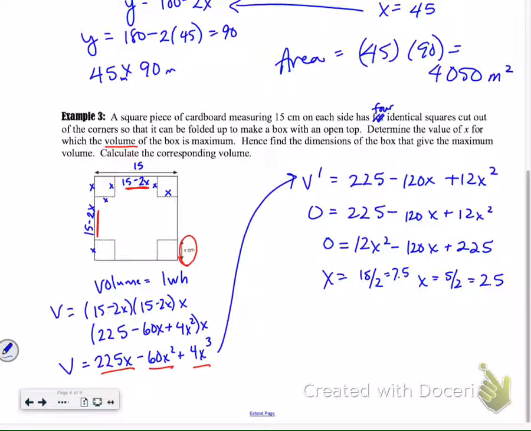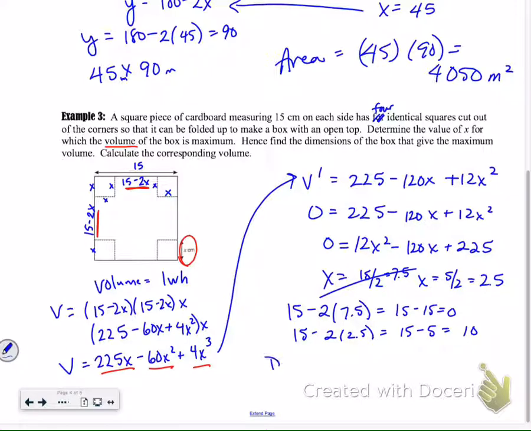Now, how do we know which one? Well, plug them in. Maybe one of them doesn't make sense. So 15 minus 2 times 7.5 is 15 minus 15, which is 0. So this answer doesn't make any sense. Now, you can verify the other one, but the other one is good. That's going to be 15 minus 5, which is 10. So that's good. That also gave us one of our dimensions there.